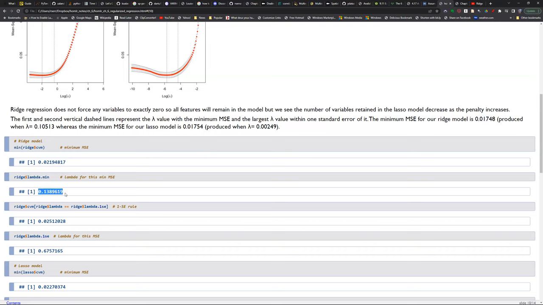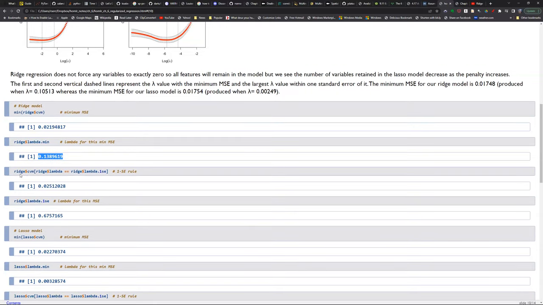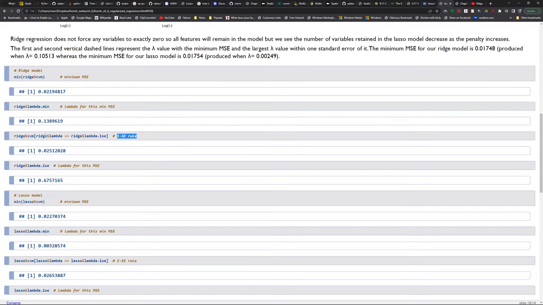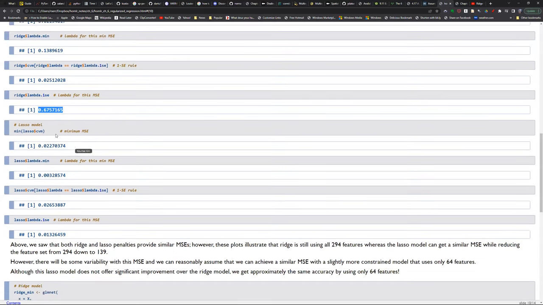And the minimum lambda for the ridge is going to be 0.389 instead of 0.0513. Then, doing what is called the 1 minus SE rule, we're going to see which lambda of the ridge equals this number, the 1SE, and then find out from the ridge which one corresponds to it. And that one is going to be 0.02512028, with a lambda of 0.6757165. Then we do the same for the lasso.